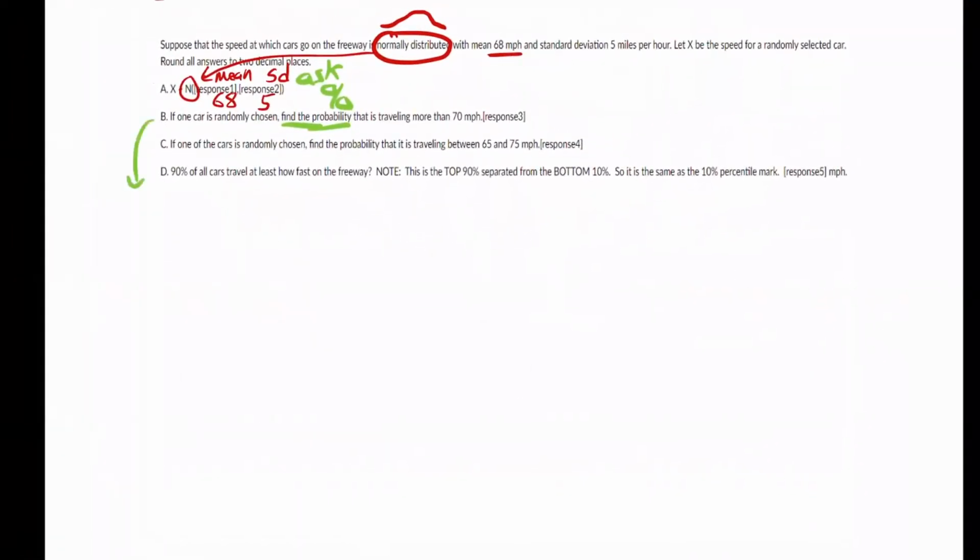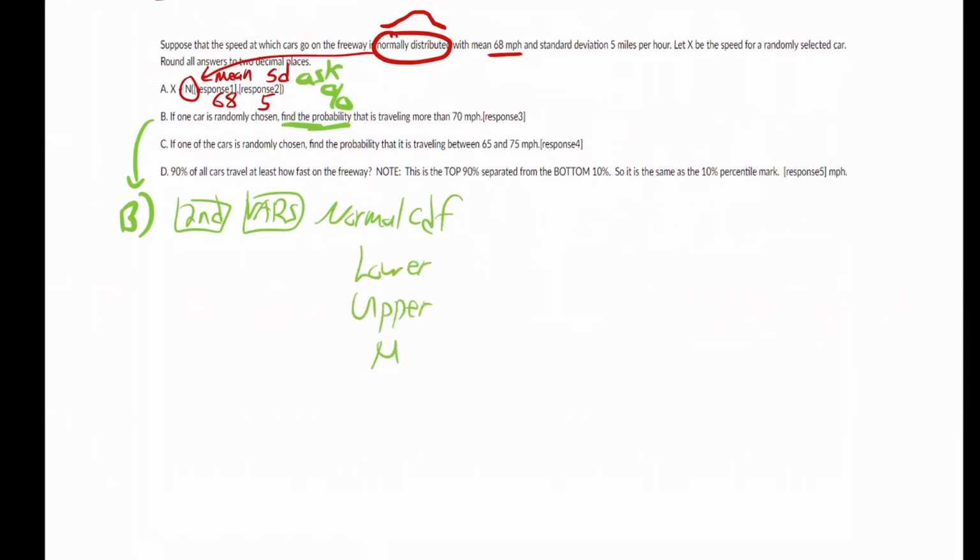So for part B, I'll bring it down here. For part B, I'm going to do normal CDF. To get there, remember on the calculator, you have to hit second and then the vars button, second vars, and then choose normal CDF. I think that's number 2. When you do, it'll ask you lower, upper, mu, and sigma. Now the mu and the sigma, that's the mean and the standard deviation. So those are easy. The mean is 68. Standard deviation is 5. Those are the easy parts. But what do we do for lower and upper?